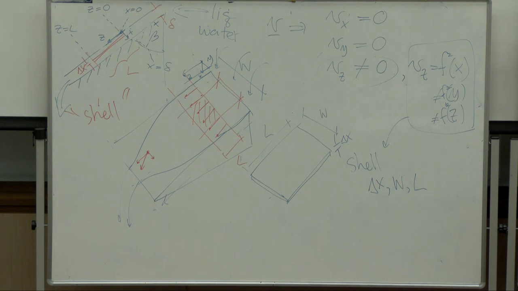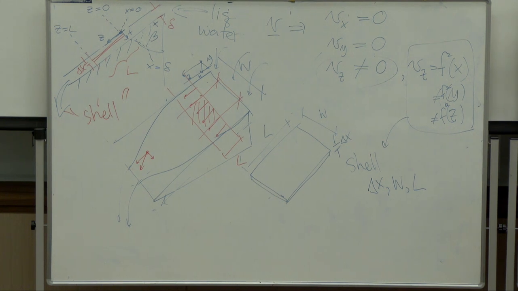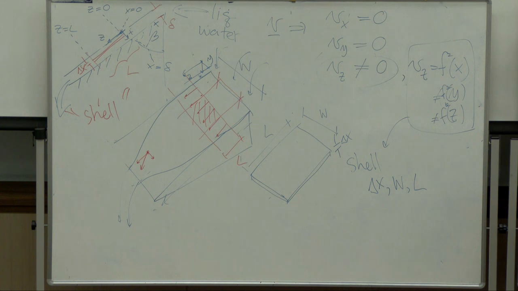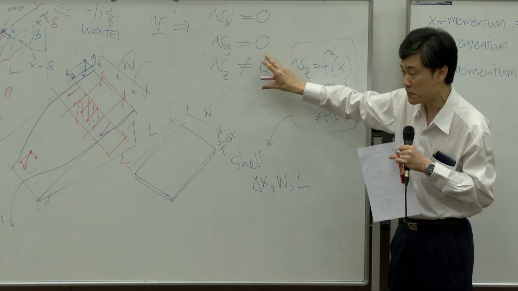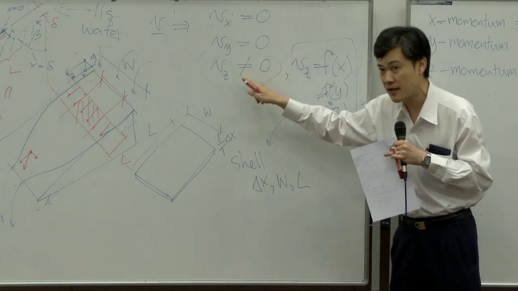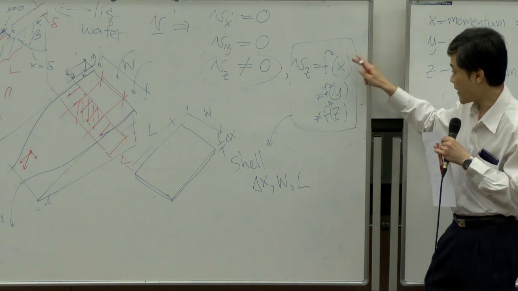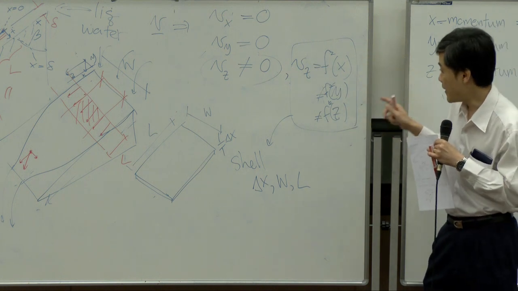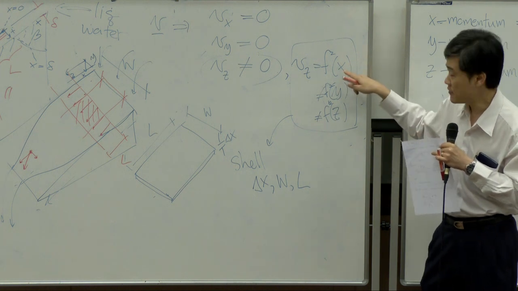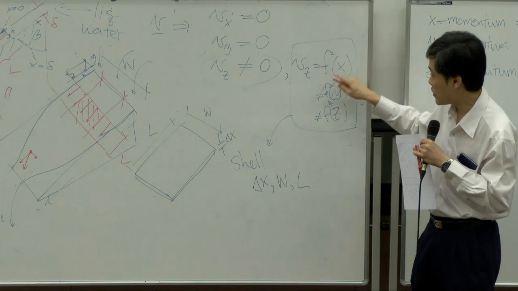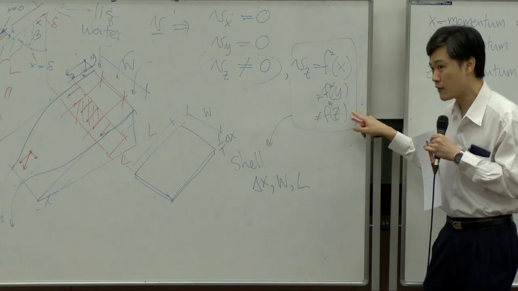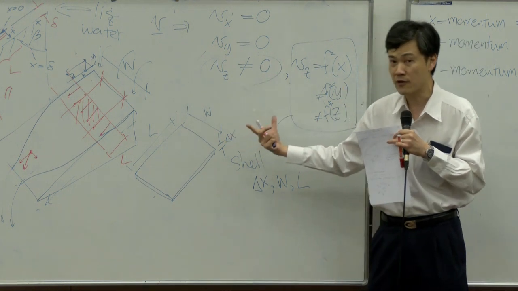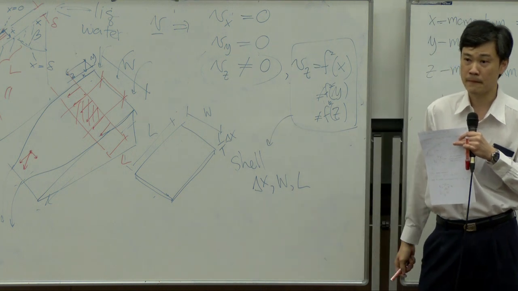Understand? Hopefully you can do it on your own. The step is basically analyzing velocity components, finding the one that is non-zero, and then asking yourself whether the non-zero component is a function of what? Function of x, y, and z. Then, only for the one that is a function, in this case a function of x only, the shell in that direction is supposed to be thin. The shell in the rest of the directions expands to the full length of your system. Okay?